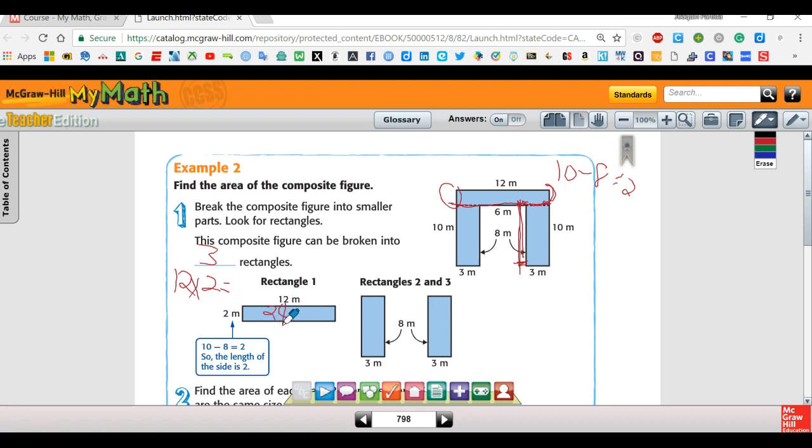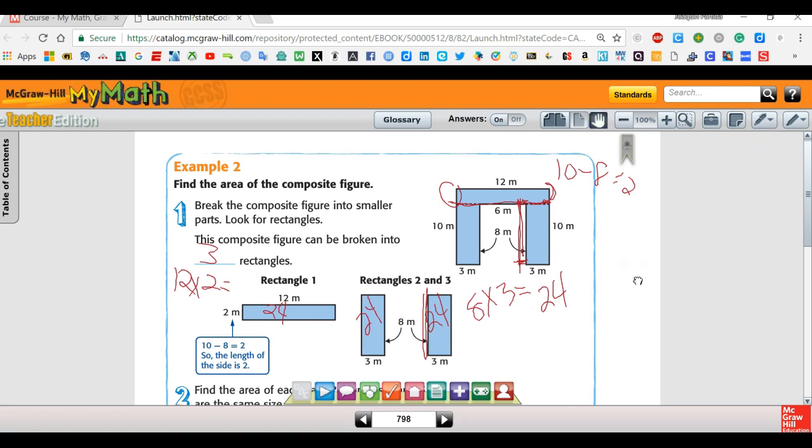And then for these two little rectangles, I have the length is 3 and the width is 8. So I go 8 times 3, which is also what? 24. So the area for this rectangle is 24. The area for this rectangle is 24. And then what do I do next? So I found the area of all 3 rectangles. How am I going to find out the area for the whole shape? Add them all together. Good.